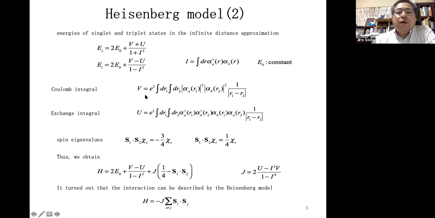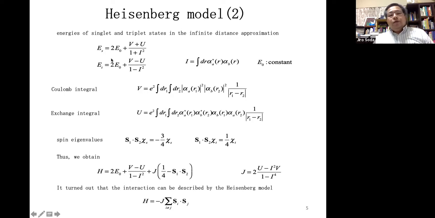So given these two wave functions, we can calculate the eigenvalue of the Hamiltonian. For the singlet state, we have this formula, and for the triplet, we have this. Here, V is the Coulomb integral, and U is the exchange integral. And I is the overlap integral, which is used for the normalization. Here we have E0, which is a constant, but it's not important.